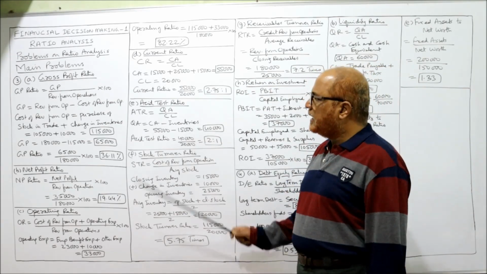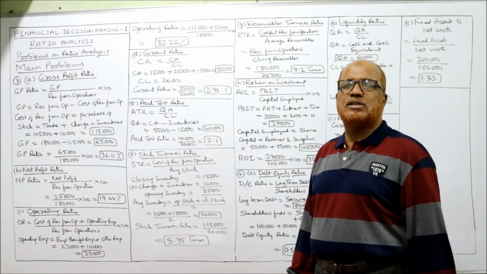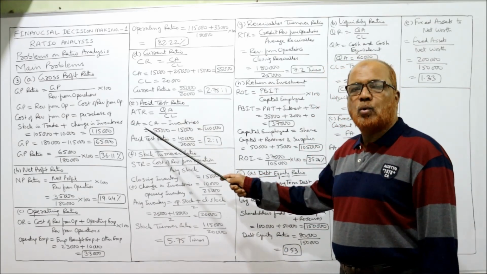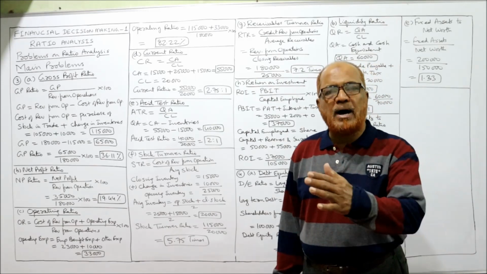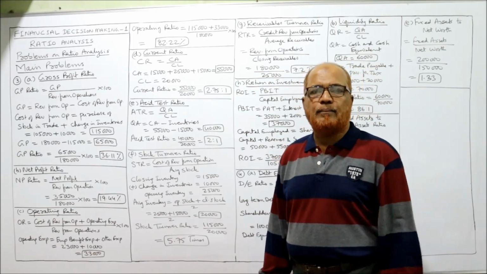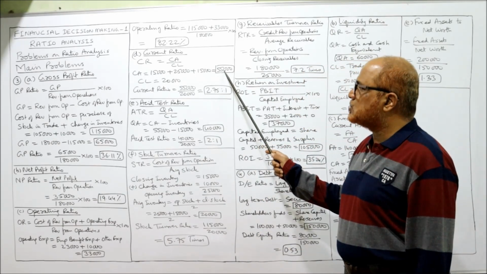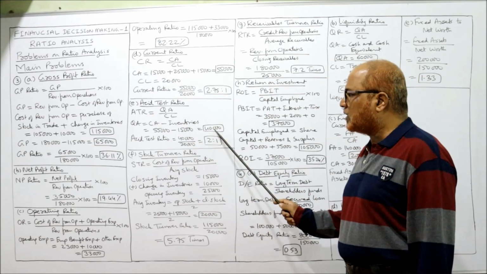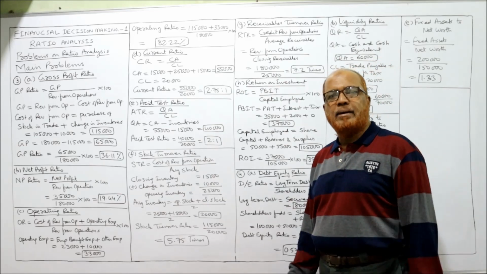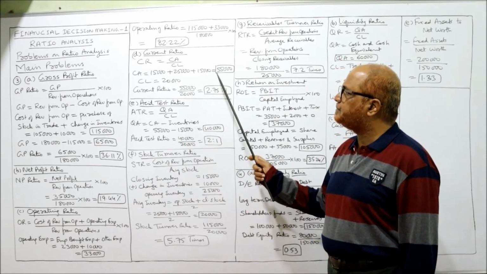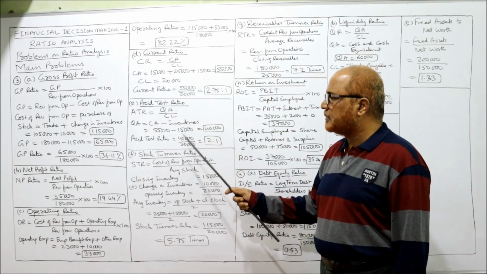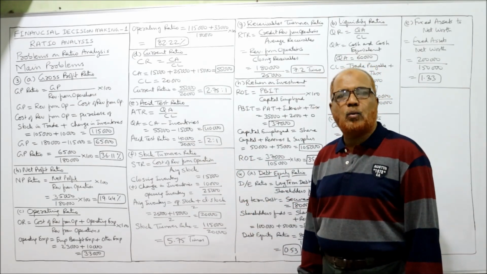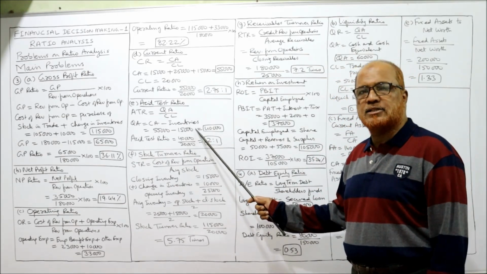That's it. Next comes acid test ratio. This is also called quick ratio. So quick assets by current liability. Quick asset means current asset minus inventory. Deduct the inventory. Total current assets are 55,000 and inventory is 15,000. So 55 minus 15, 40,000 is the quick asset. And current liability is same, 20,000. So 40,000 divided by 20,000, 2 is to 1. This is the liquid ratio or quick ratio, acid test ratio.